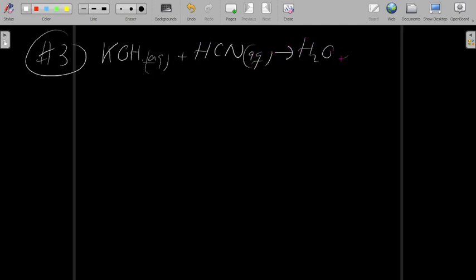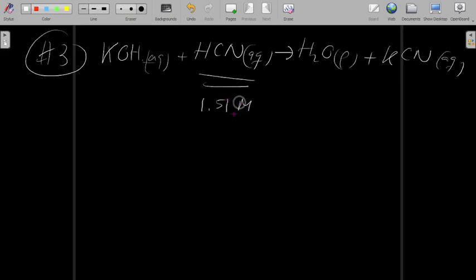There's water, liquid, and here's your potassium cyanide. Okay. How many milliliters of a 1.51 molarity solution of, so this is what they're giving us. Here you go, 1.51 molarity. How much? They're asking for the milliliters, that's the question. Will be required to make 50 grams of that potassium cyanide.